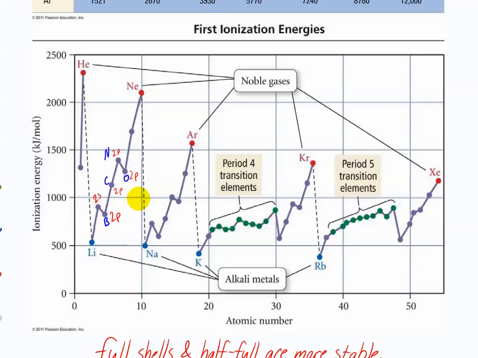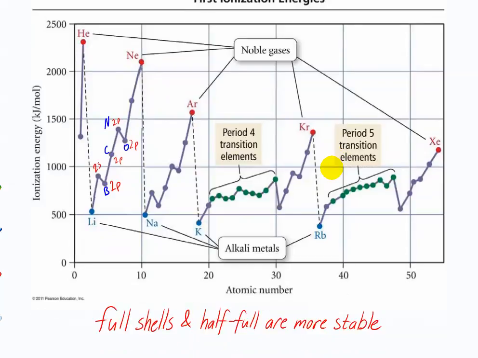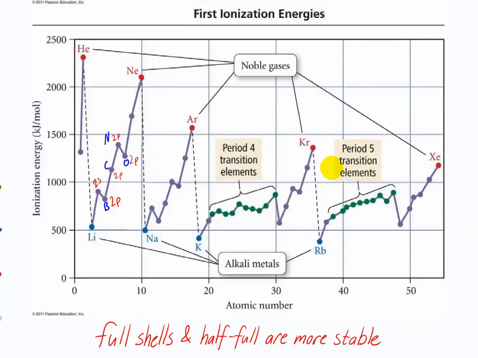And that explains the exceptions going all the way across. You'll notice in every row, you have these little blips. They become a little bit less important and they get complicated by the transition elements, but roughly they have that blip. Okay. So those are the exceptions to the ionization energies. Any questions there? All right.